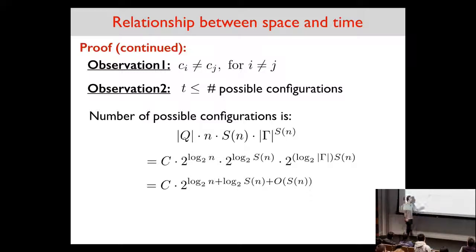Okay, so anyway, we assume that S of n is at least log of n, by the way. That was one of the assumptions in the theorem. Since S of n is at least log of n, all of this is really going to be big O of S of n. So log of n is big O of S of n, log base 2 S of n is big O of S of n, and this is big O of S of n. You add them up, it's big O of S of n. And that's it. So we show that t is at most 2 to the big O of S of n, and that's exactly what we wanted.